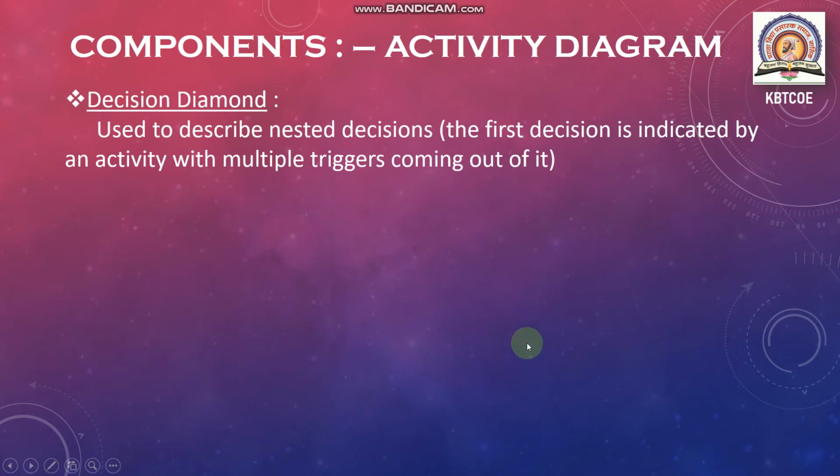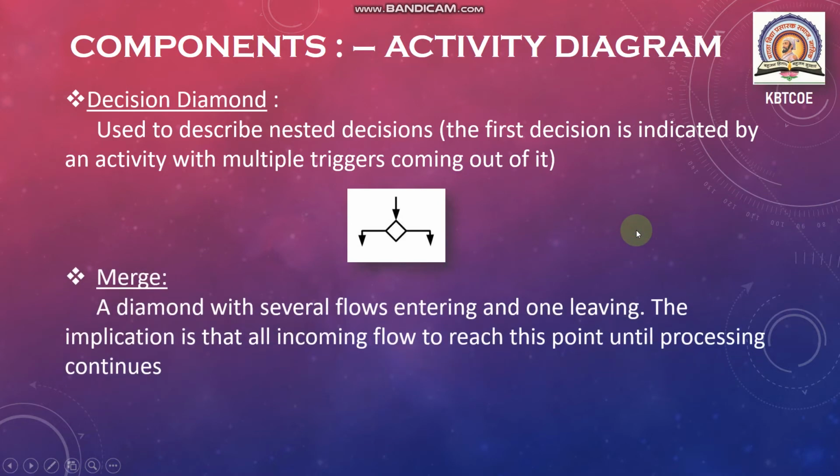Now let's move forward with decision diamond. Decision diamonds are used to describe nested decisions where we need to provide some conditions in our activity diagram. Decision diamond can be used. As you can see, the symbol where both outputs indicate if and else to the condition we provide.